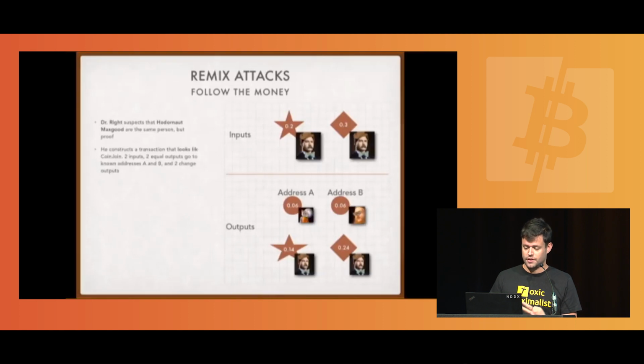So 2 outputs have equal amounts, and they go to the already known address A and address B, which we already know belong to Hodornaut and Max Good respectively, and we also know that they are Wasabi addresses. So we know that there is a Wasabi wallet somewhere that is watching these addresses. And he also creates 2 change outputs, because this is what a COINJOIN transaction looks like.